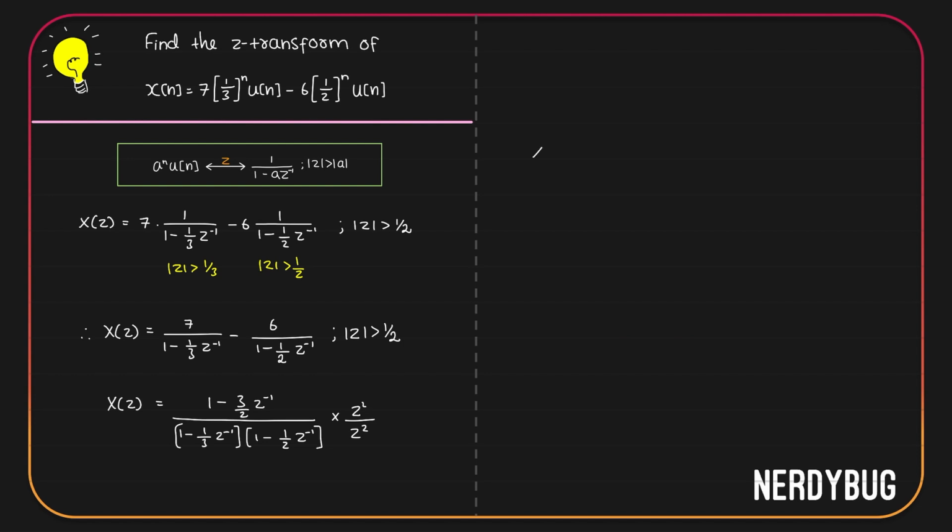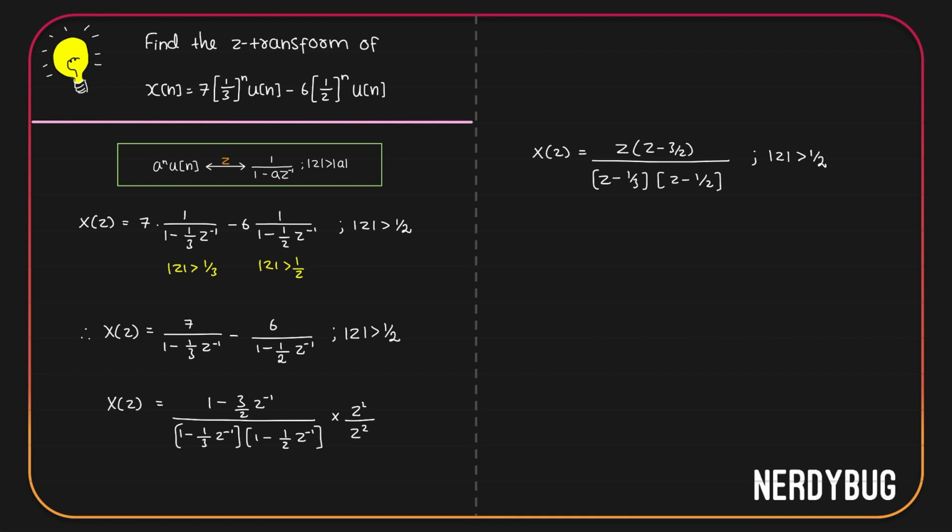If we do that, we get X(z) equal to, on the numerator, z multiplied by (z minus 3/2), divided by, I'll give 1 z to this term and 1 z to this term. So that becomes (z minus 1/3) multiplied by (z minus 1/2). ROC is magnitude of z greater than 1/2.